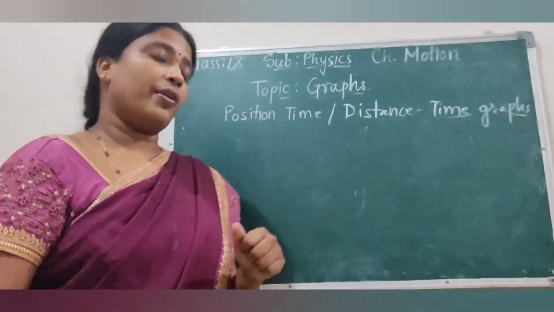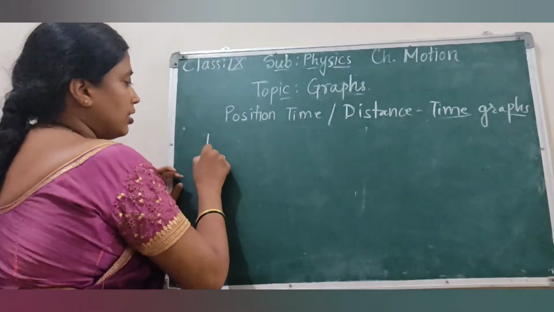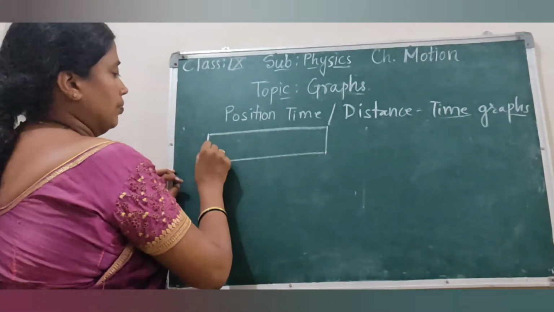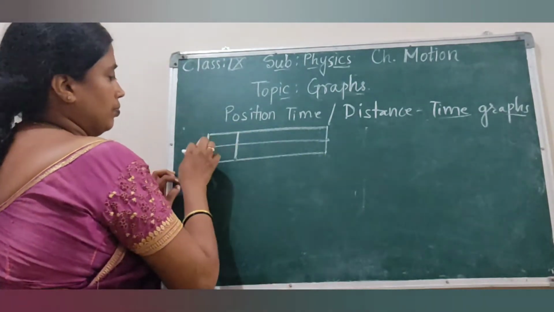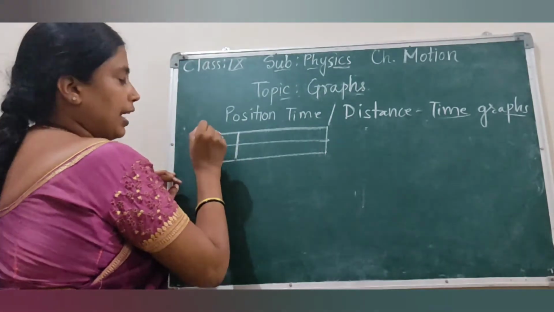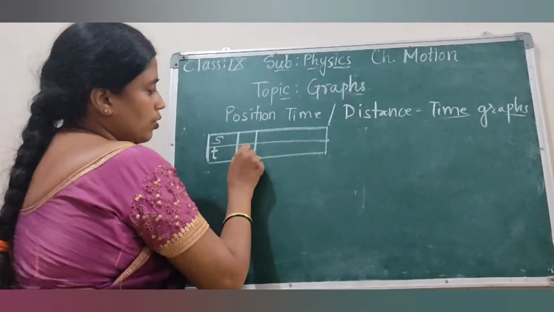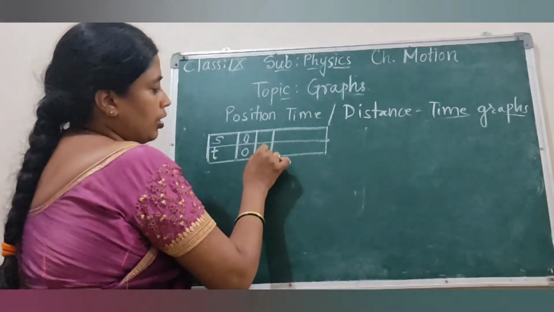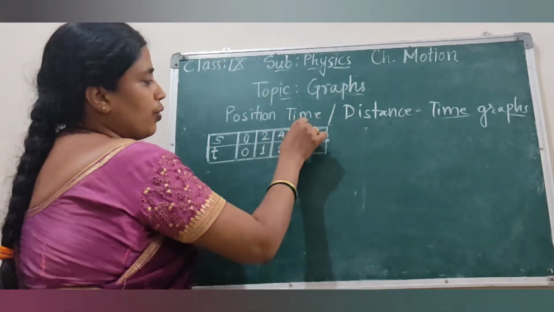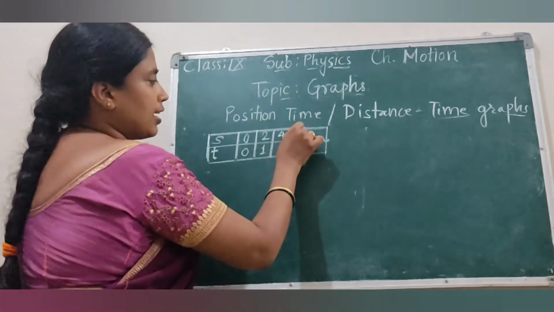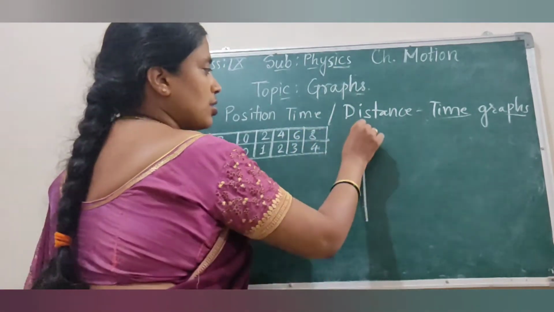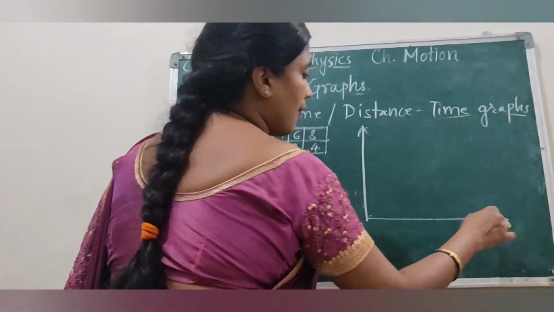Now the second type of graph, for that suppose T is for time, S is for distance. At 0 it is 0, in 1 second it is 2, then in 2 seconds 4, then in 3 seconds 6, then in 4 seconds it is 8. So let us plot the graph for it.